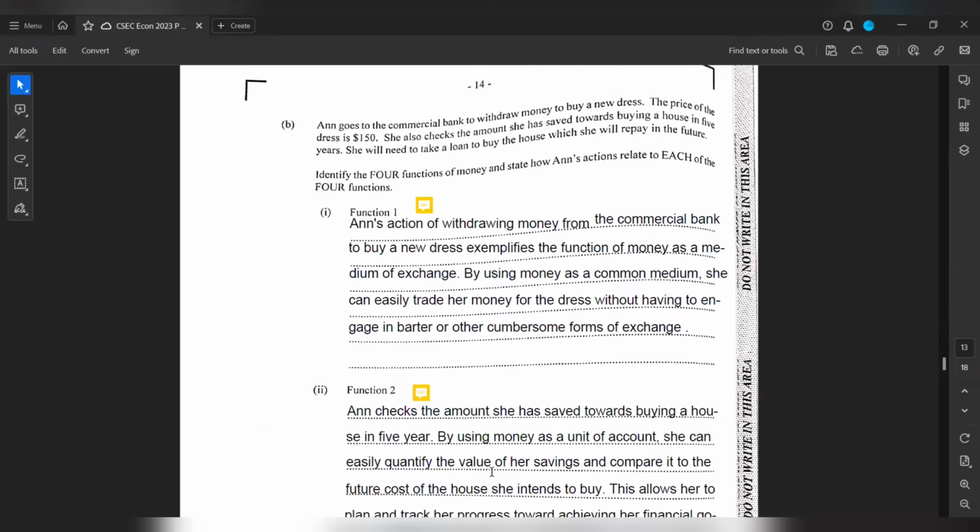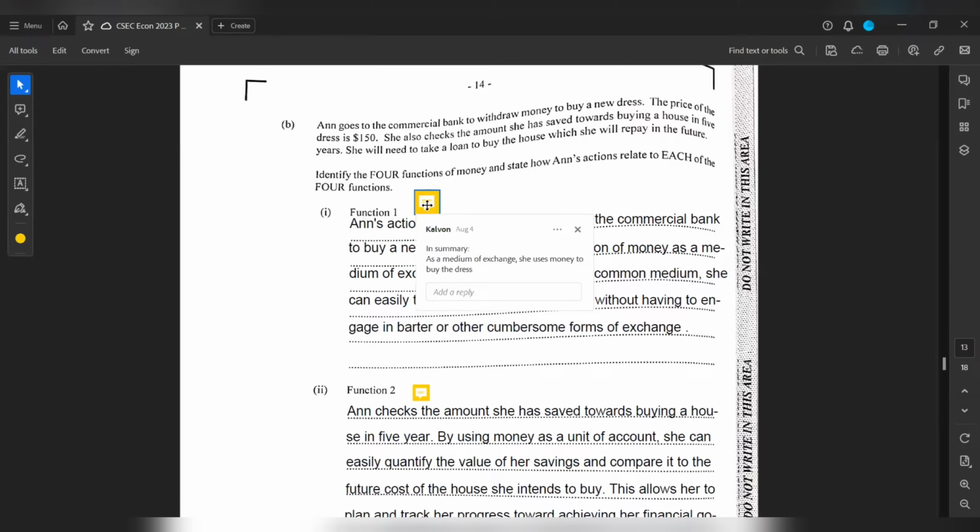Anne's action to withdraw money from the commercial bank to buy a new dress exemplifies the function of money as a medium of exchange. By using money as a common medium, she can easily trade her money for a dress without having to engage in barter or other cumbersome forms of exchange. In summary, as a medium of exchange, she uses money to buy the dress.